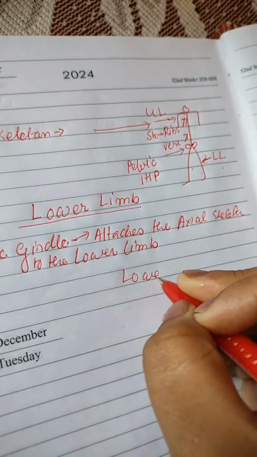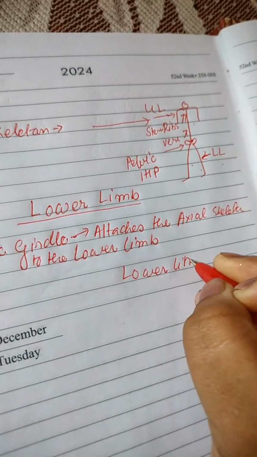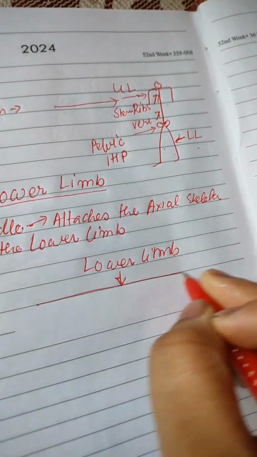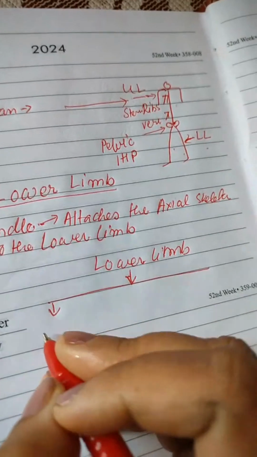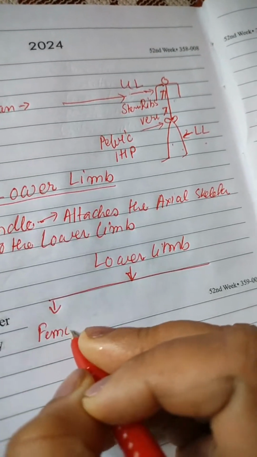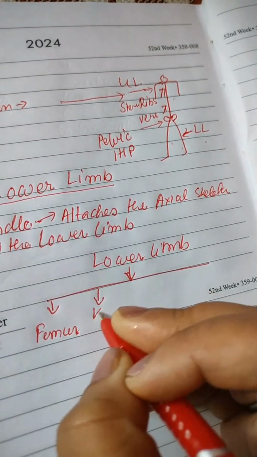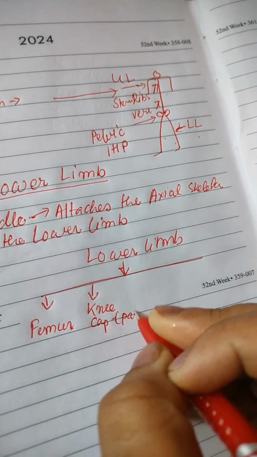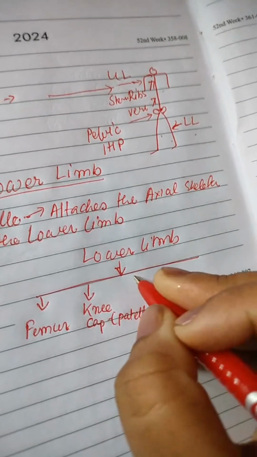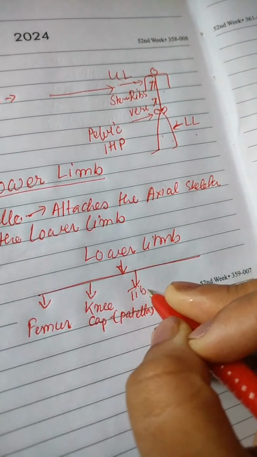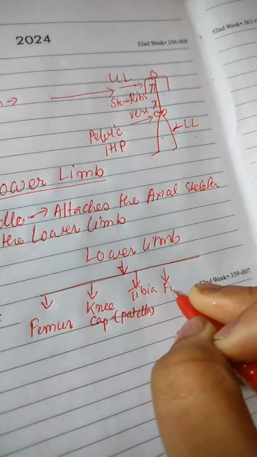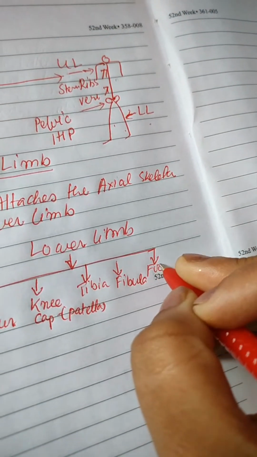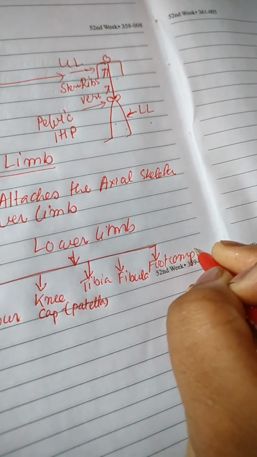Now, when we talk about the lower limb, let's have a look at the bones. What are the bones we will find from the top? First, we will get the femur. After the femur, we have the knee cap, which is formed by the patella. After this, we have the tibia, the fibula, and the foot complex bones.